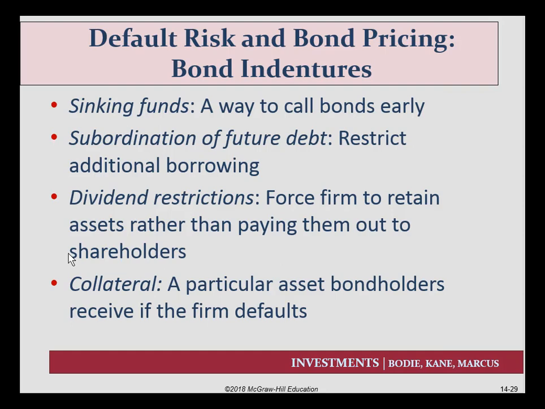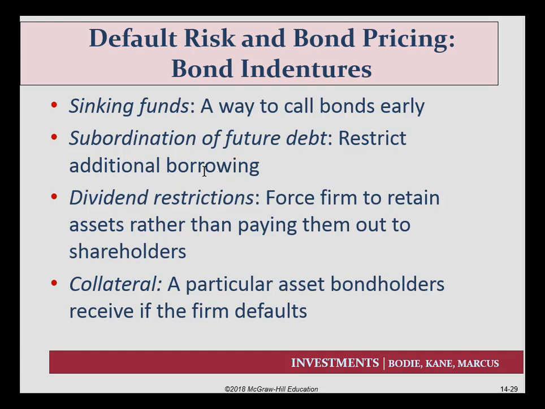So how do bondholders protect themselves? Well, there are 4 basic ways we could do this. One is something called a sinking fund, which is a process of systematically putting away money every year so that when the maturity time comes for the bond, there is enough money left to make payment to the bondholders. Subordination of future debt means it's going to restrict additional borrowing.